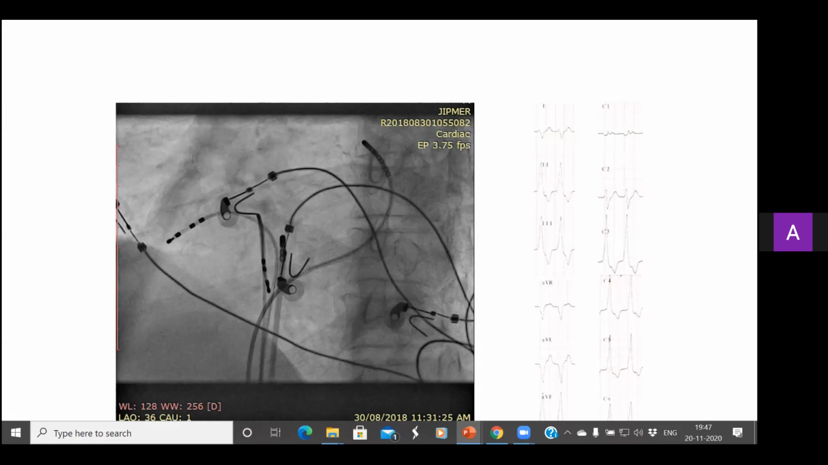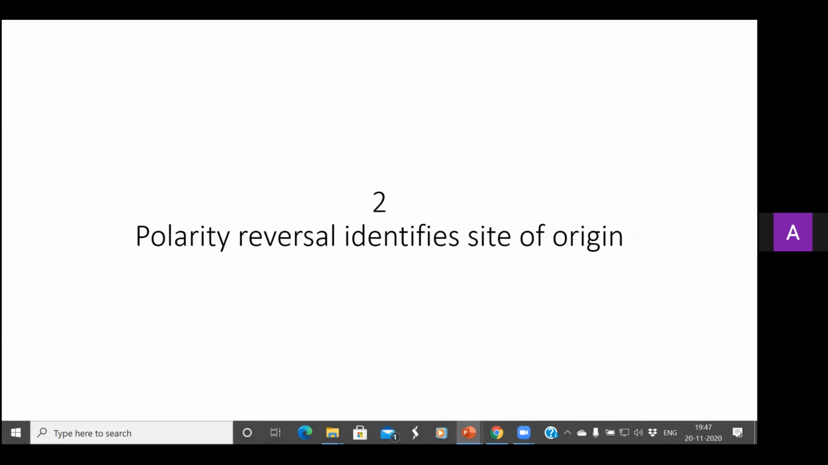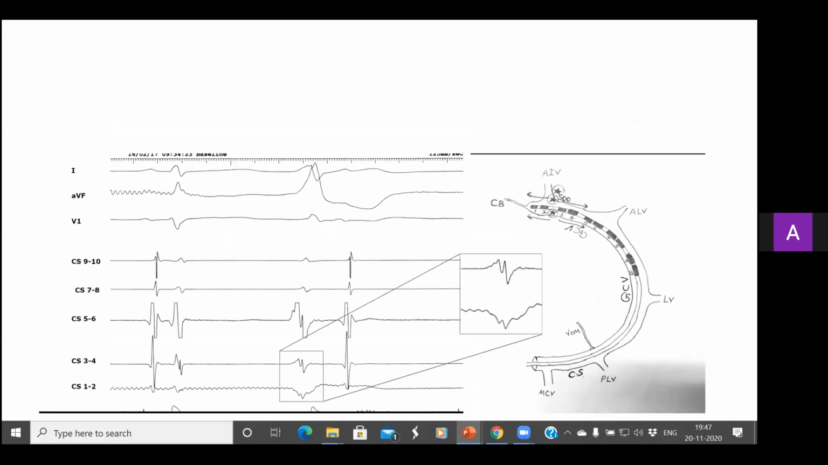Sometimes we may resort to smaller French deca or even quad catheters to take it deeply if the conventional 6F deca couldn't negotiate. Point number two is that polarity reversal helps identify the site of origin. Sometimes we can observe this polarity reversal in closely placed bipoles, which indicates a site of origin.